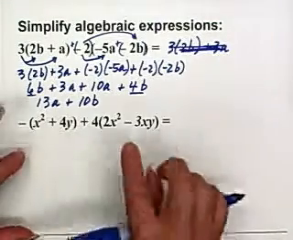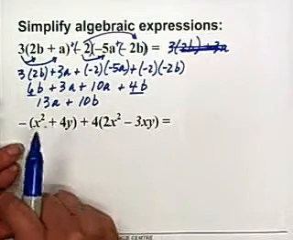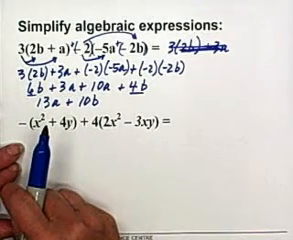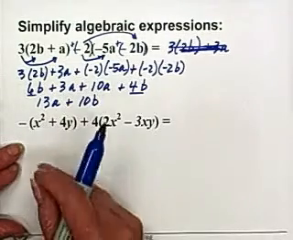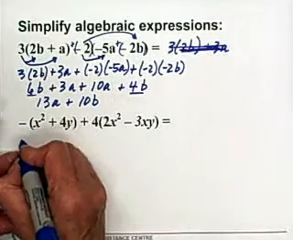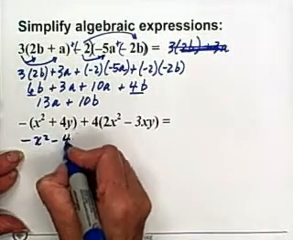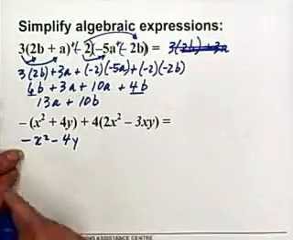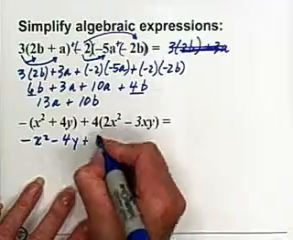Let's take a look at this last question. Again, we have a minus in front of the parentheses, so what do we do when there's a minus in front of the parentheses? We remove the brackets and change the signs. So this becomes minus x squared minus 4y. So that's a little easier, right? Then we have our plus sign.